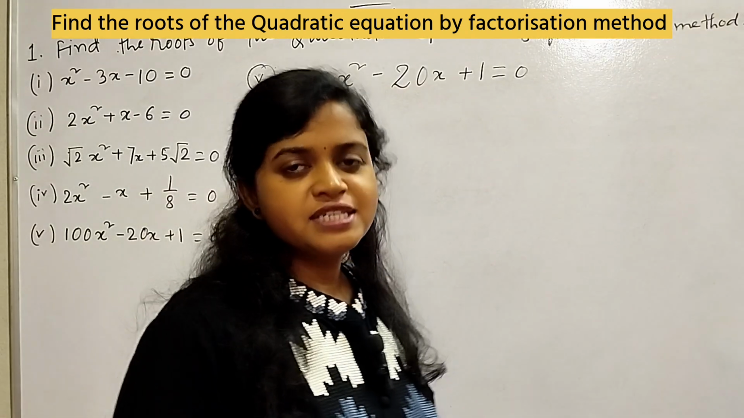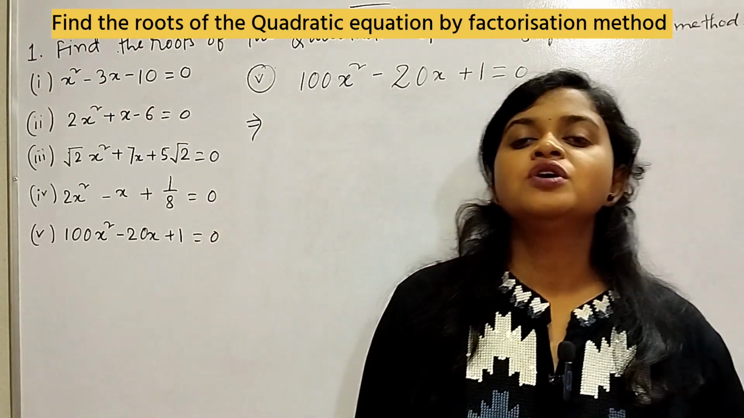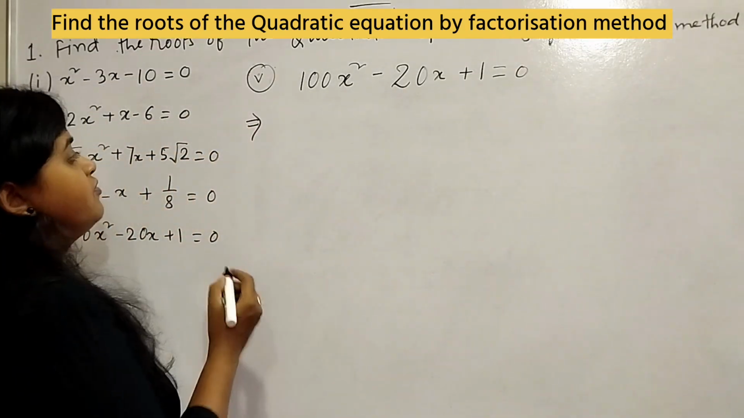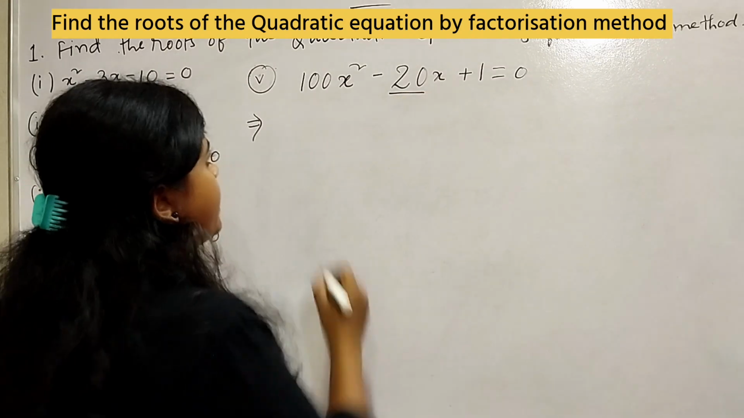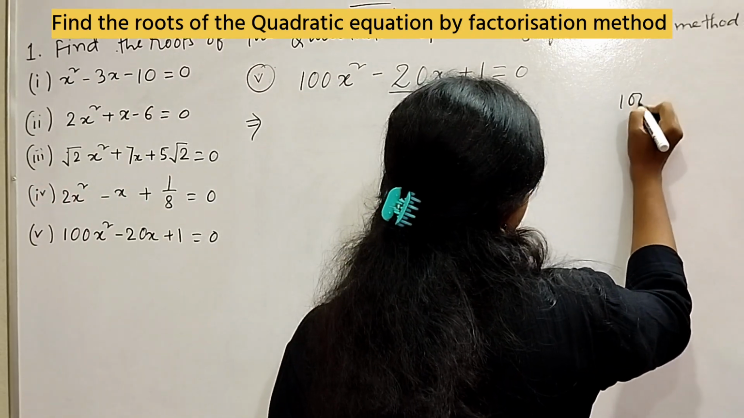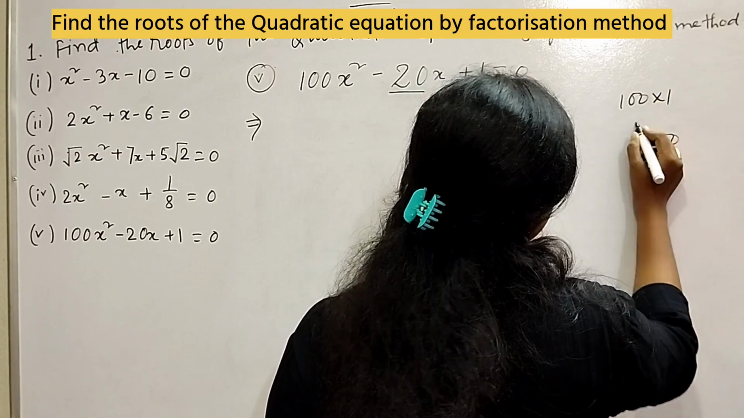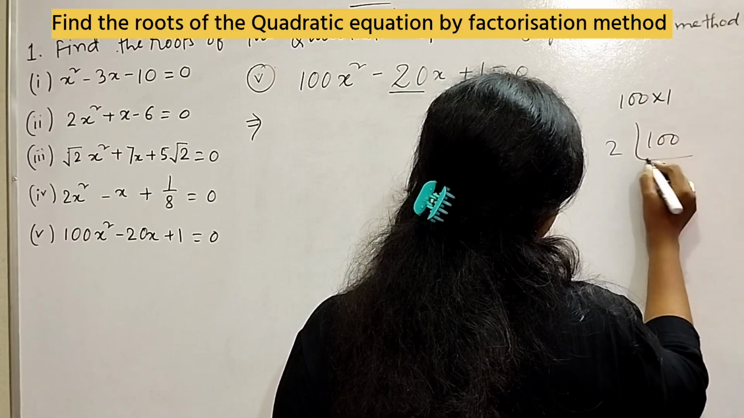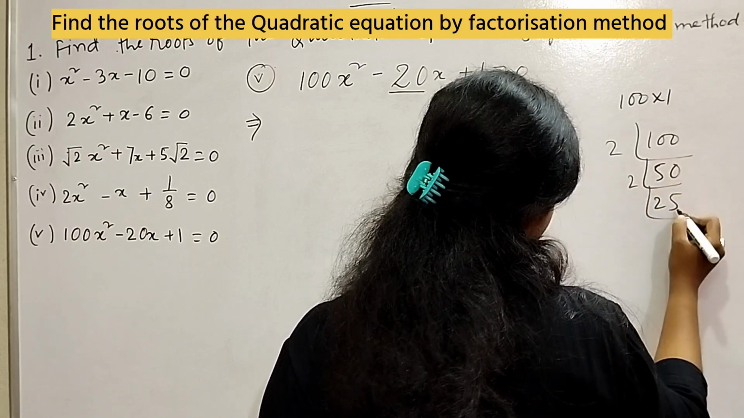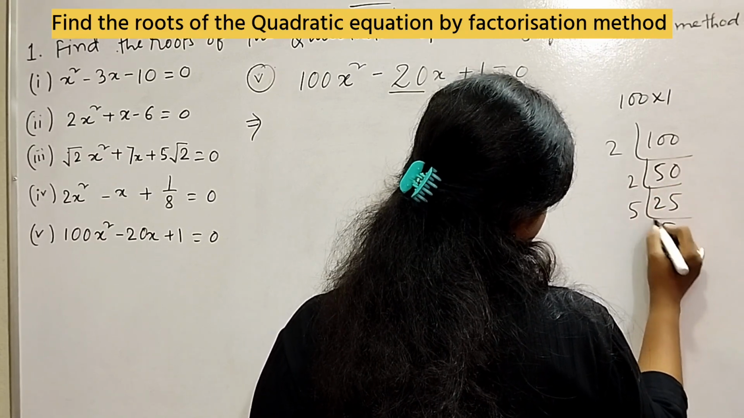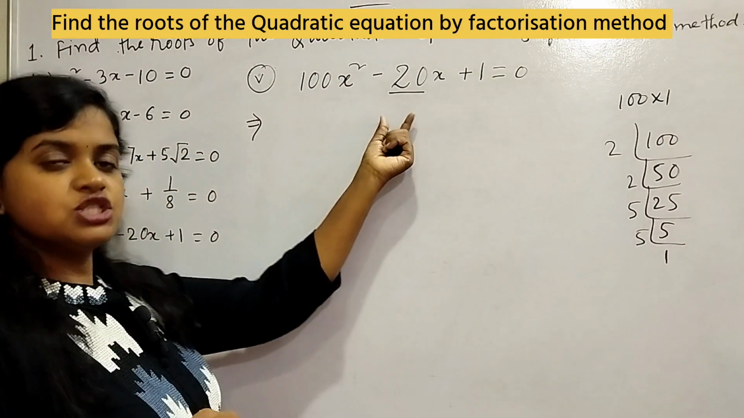Now we will discuss question number 5, and this is the last question in this video. Let us solve it. The middle term is 20, the coefficient of x square is 100 and the constant term is 1. So 100 into 1 is 100. 2 5s are 10, 2 2s are 4, 2 4s are 25... 5 5s are 25 and 5 1s are 5. So we have to adjust 20.